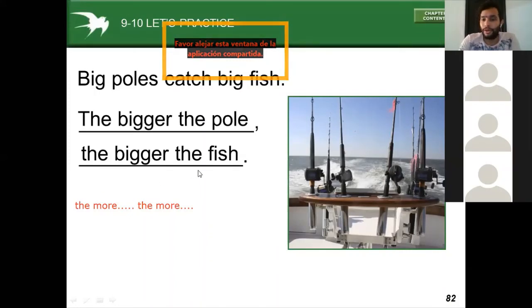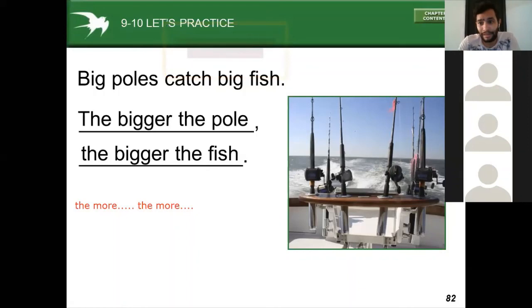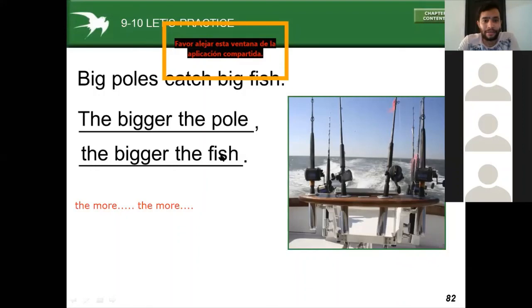The bigger the fish, right? Recuerden que fish es una palabra incontable, no se pueden contar los peces en inglés, no me pregunten por qué. You never say the fishes, don't say that, right? You say fish. Es eso mismo, right? Si en este caso estoy hablando de uno solo en específico, no de todos ellos.